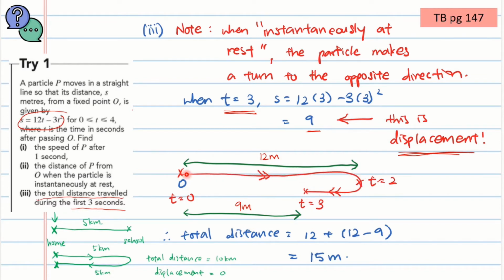So I have this 12 meters, and then I need to add this very short distance from t equals 2 to t equals 3. And this distance is my 12 meters minus 9 meters. So I'm adding the 12 meters from time equals 0 to time equals 2, to 12 minus 9, which is my distance traveled from time equals 2 to time equals 3. So the total distance that has been traveled is 15 meters.